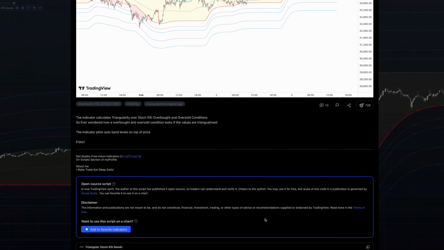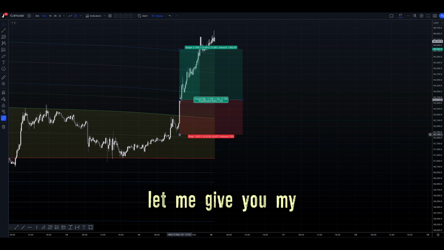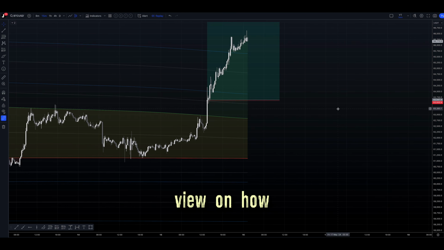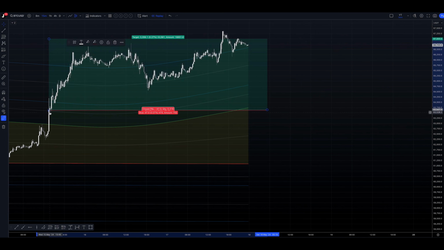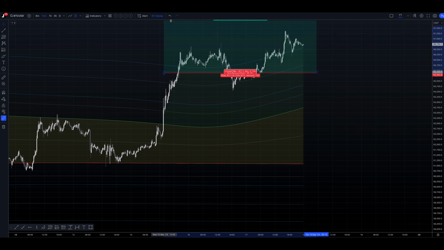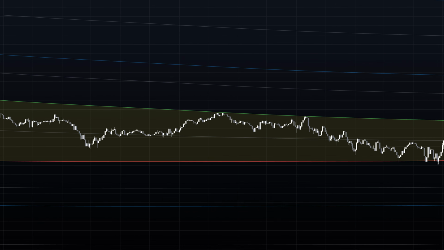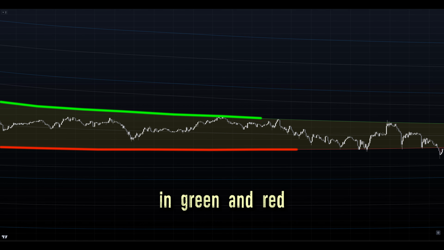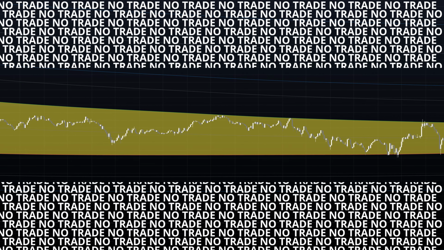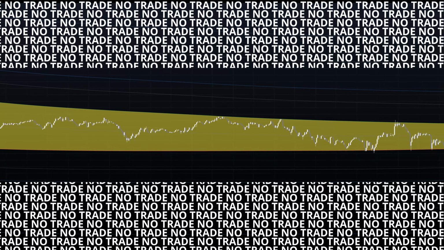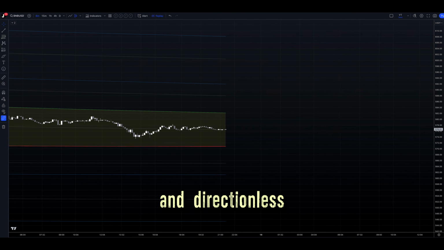In the absence of a detailed explanation from the author on how you can actually use this indicator, let me give you my interpretation and share my view on how it can potentially be used to make profits in your trading strategy. You know, I always break things down for you in a practical way. When the price is contained within that yellow area, between the first upper and lower bands, marked in green and red, it's considered to be in a range-bound state. This yellow zone essentially represents a no-trade area where the momentum is lacking and the market is choppy and directionless.